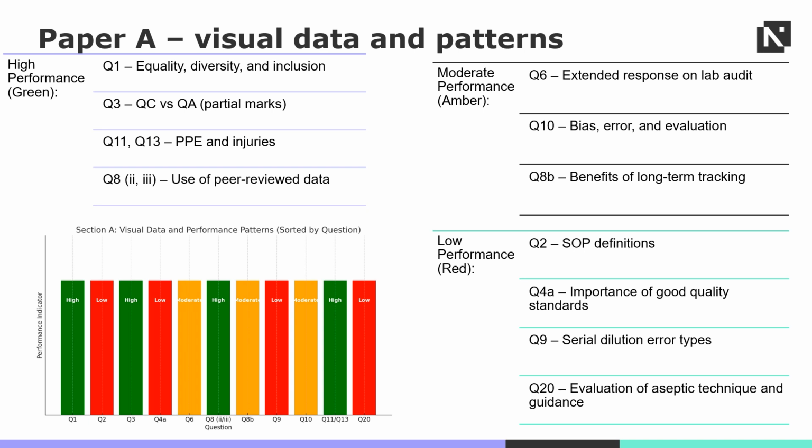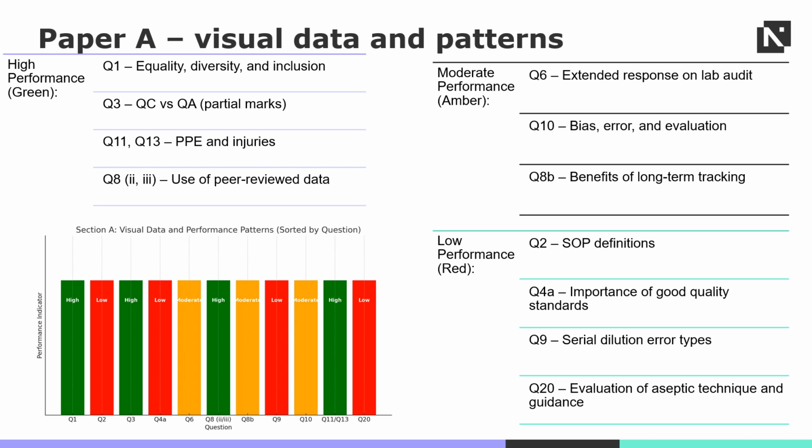In the amber zone, performance was more variable. For example, question 6, the extended response on lab audit, showed potential, but many answers lacked depth in applying and evaluating actions. Question 10, where students had to analyse bias and experimental error, was often limited to surface level points. Question 8b, which asked about long-term data backtracking, saw students identifying the benefit but not expanding their reasoning for full marks.